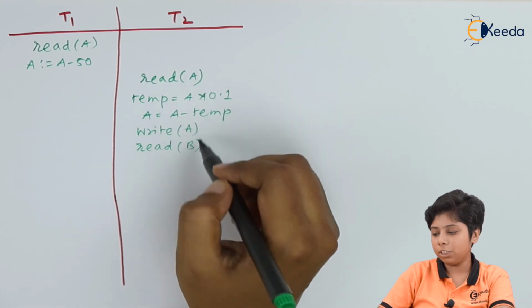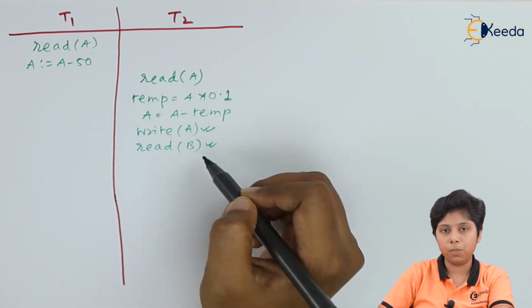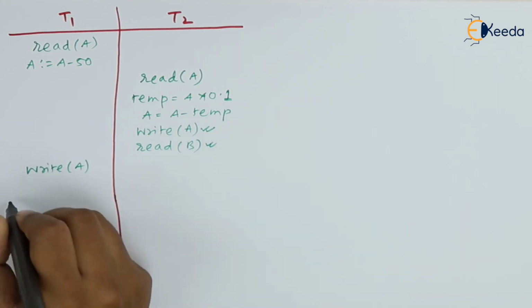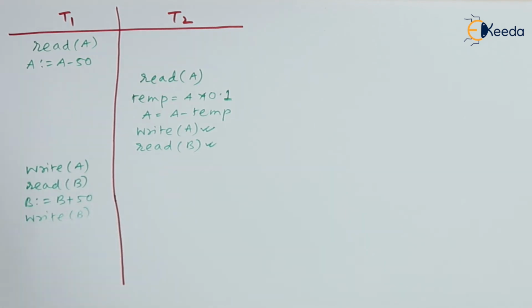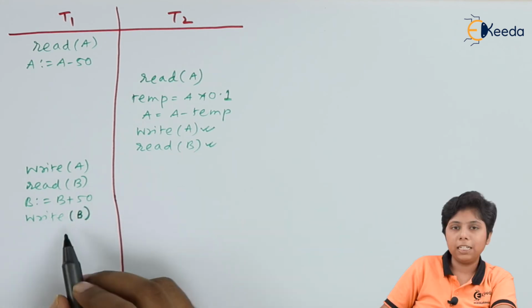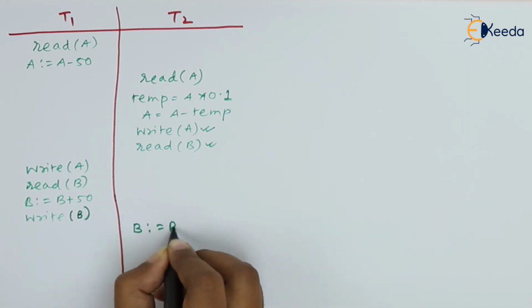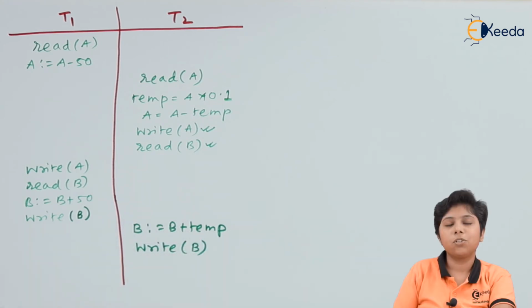So now we are having for the T2 the updation on A, writing on A, and then reading of B. Then again we are going to T1. Now after finishing write to it, we will again move to T2. So now let us calculate the schedule and then see what leads to this inconsistency.